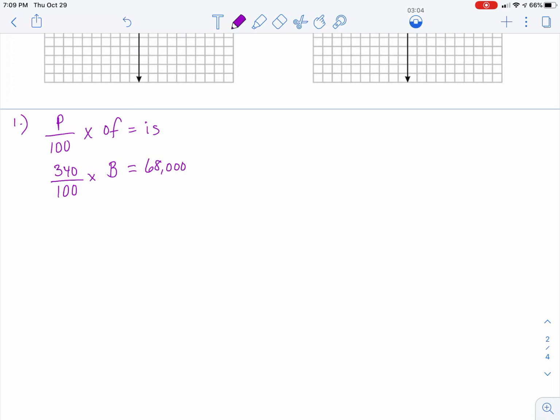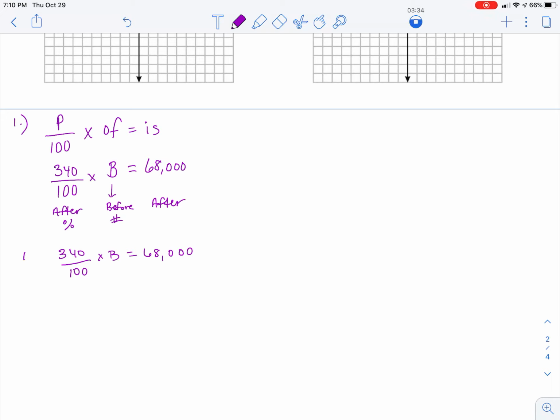The 68,000 is the after. So here, this was our after percent, and this is our after actual number. Those are both after, but what we're looking for is the before number. So now we can solve this using our algebra skills. Let me rewrite this down here: 340 over 100 times B equals 68,000.